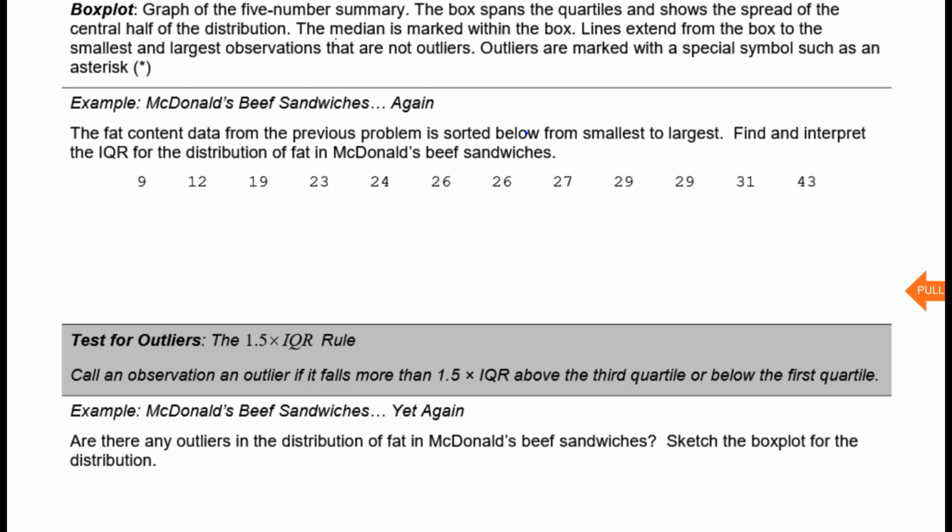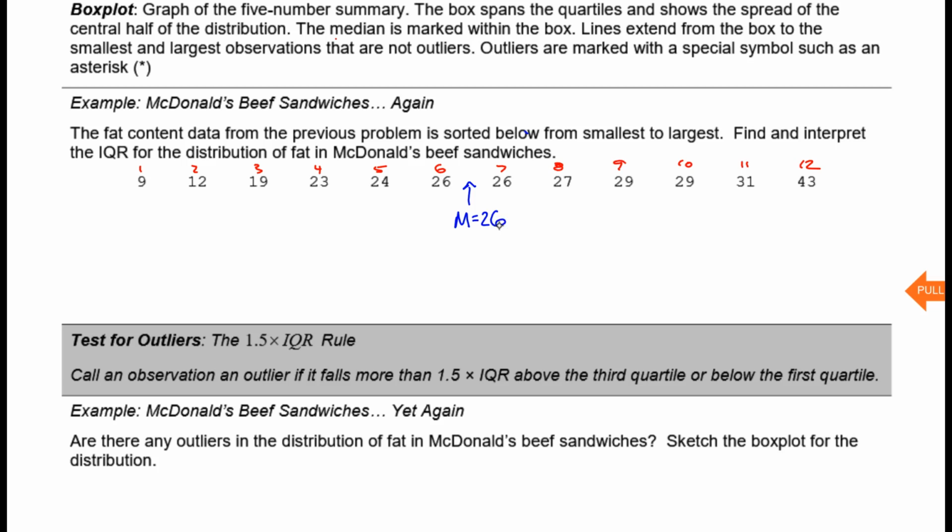And let's just, for a refresher here, 1, 2, 3, 12 different values in this distribution. Because we have an even number, our median is directly between the 6th and the 7th value. So our median, again, is 26.